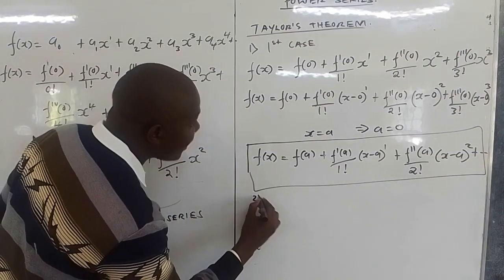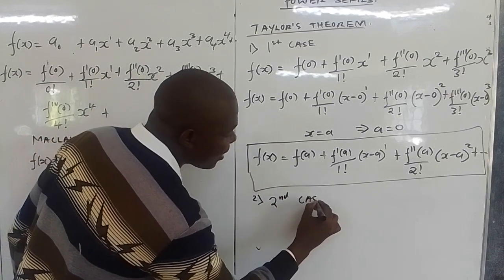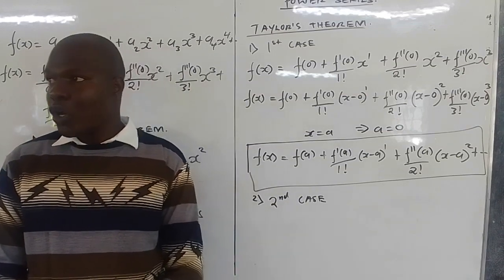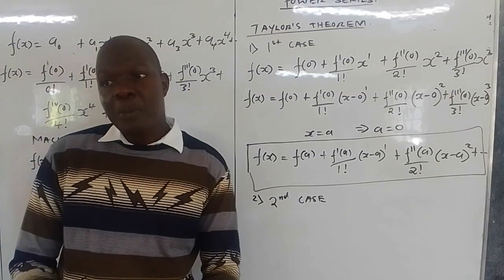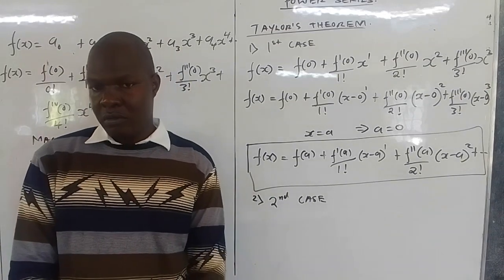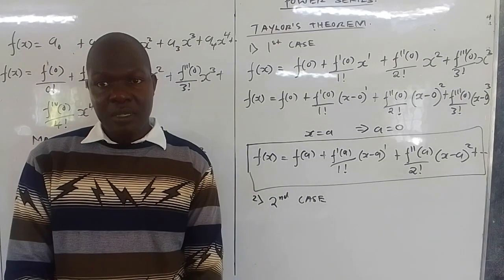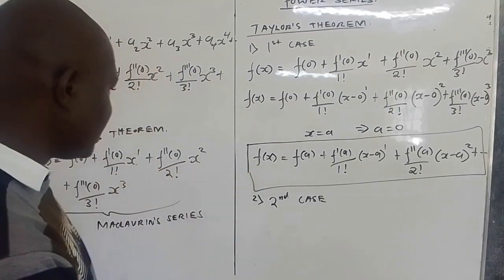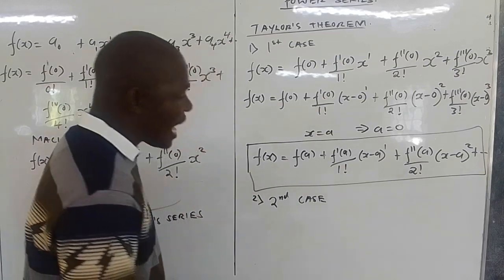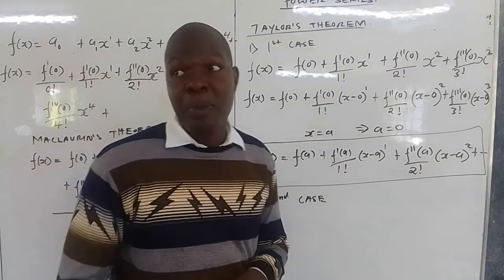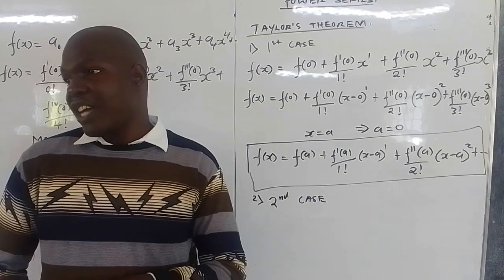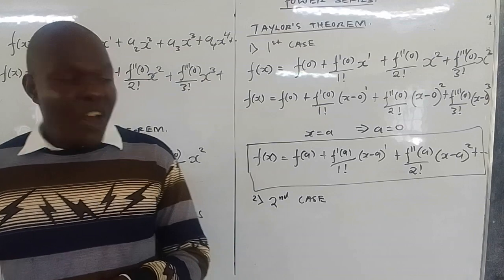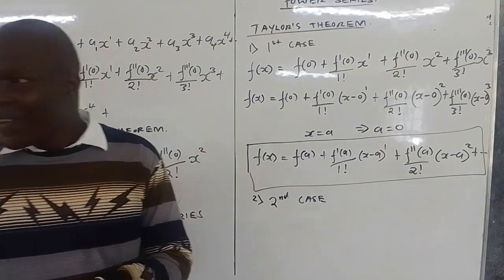Now, the second case of the Taylor series, according to Taylor's theorem, is the expansion of a function f of x plus h. So how do we now expand a function f of x plus h? Now that is very simple. This is how it goes. Now look at this.